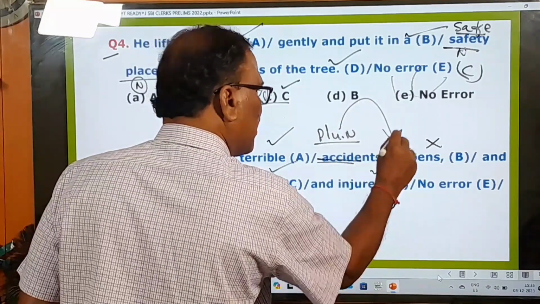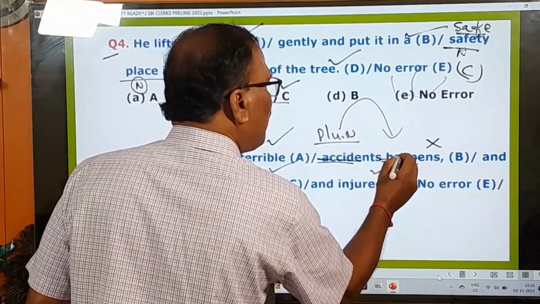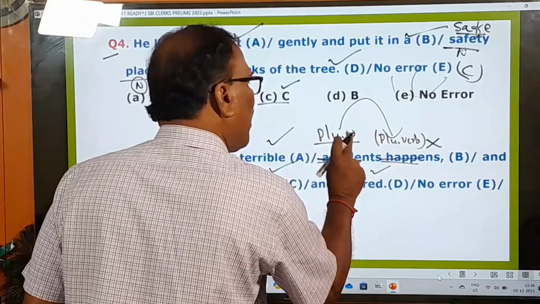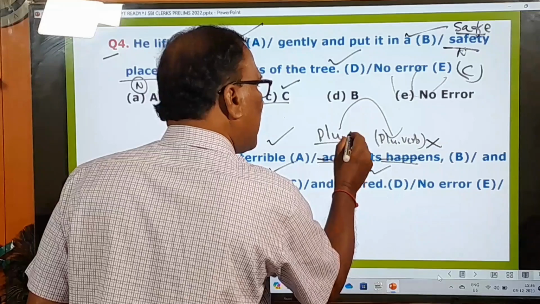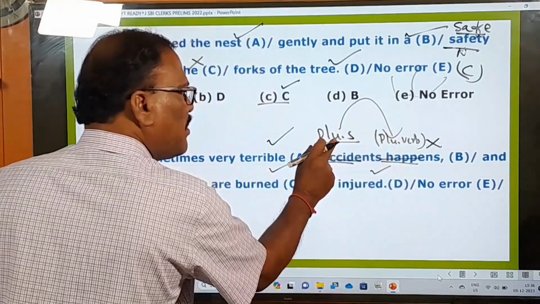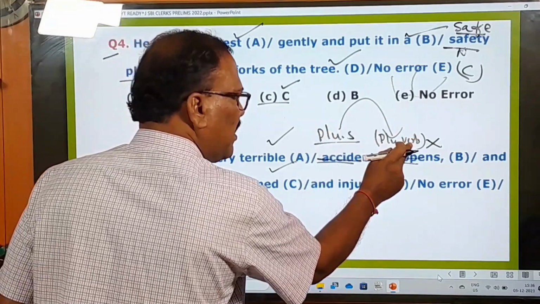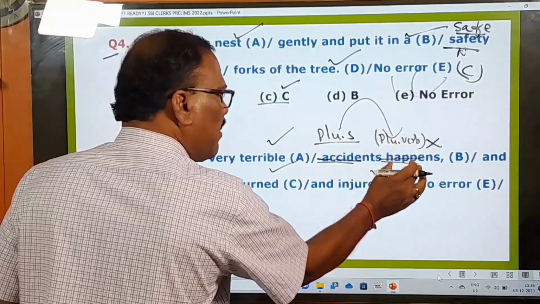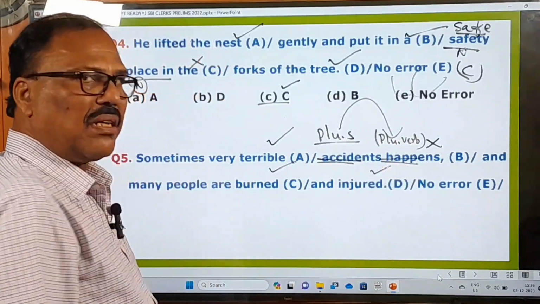After a plural subject, we must use only a plural verb. Can you understand this? A plural noun or plural subject, let me say. A plural subject takes only a plural verb after it. A singular subject takes a singular verb after it. But unfortunately, here the subject is plural, but the verb is singular. How can you say that the verb is singular?